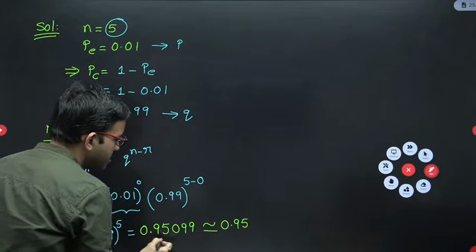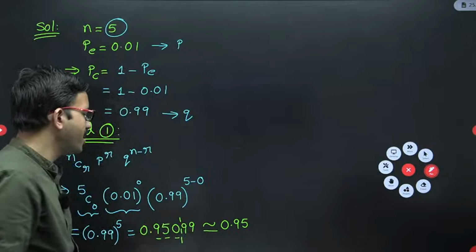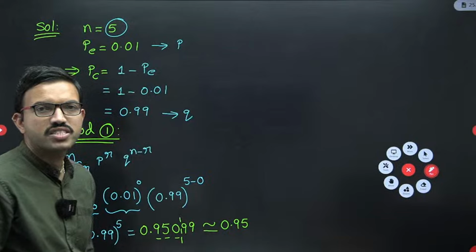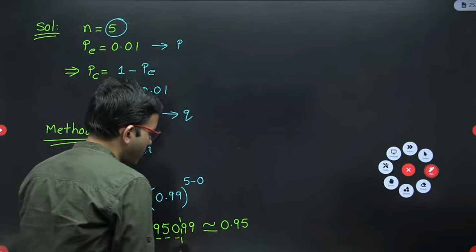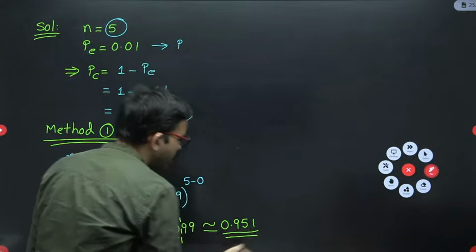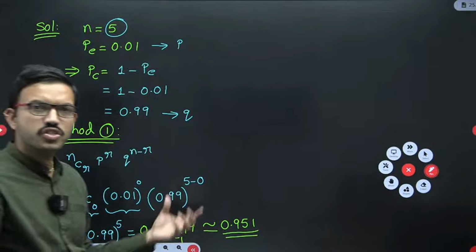So here 3 digits we have to consider. After the third digit, whatever decimal value you are having, if that value is greater than or equal to 5, you can add 1 to the previous. Since 9 is greater than 5, you can add 1 to the previous. So accordingly you are getting 0.951. So this is one method.